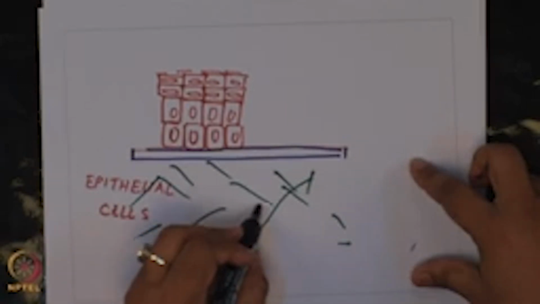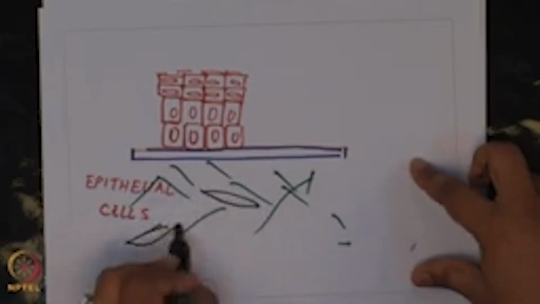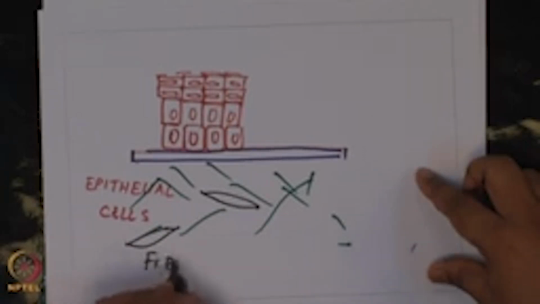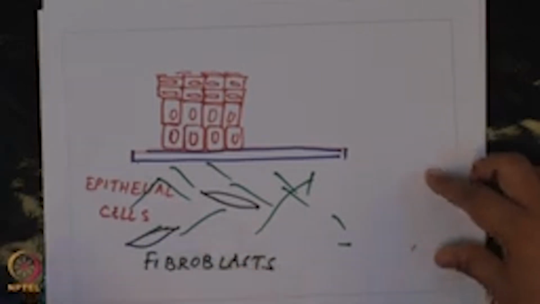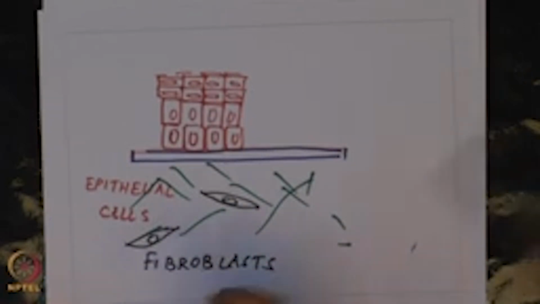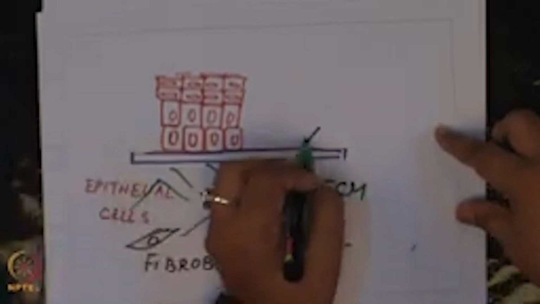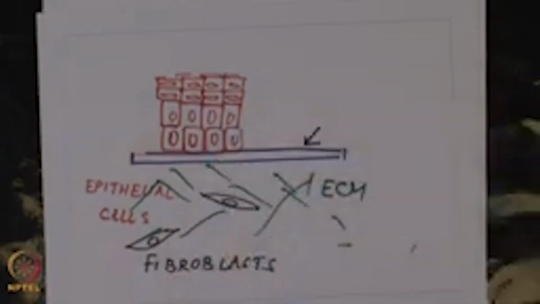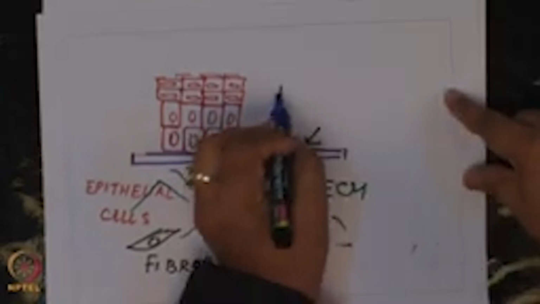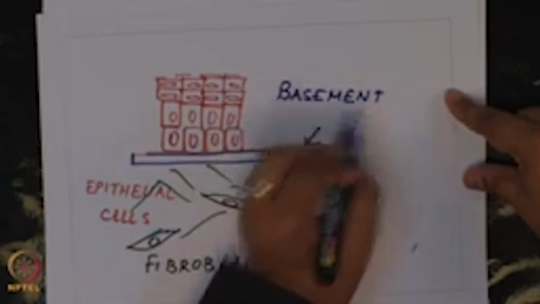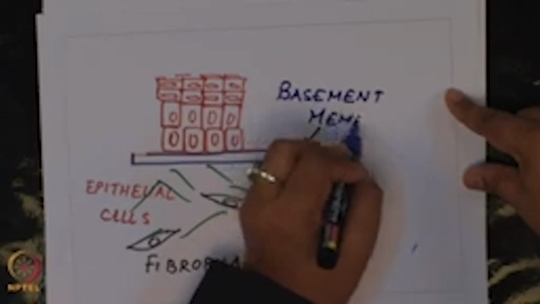and also the presence of fibroblasts. So, these are fibroblasts. This is ECM, and this entity is particularly interesting. This is called the basement membrane.